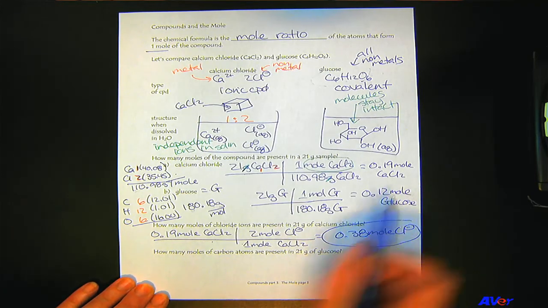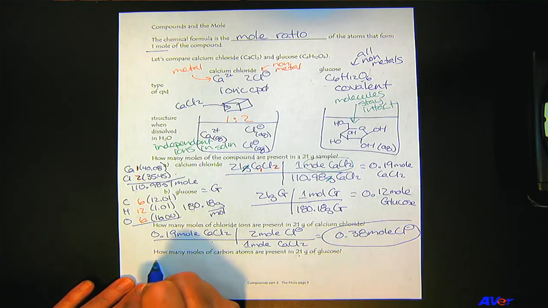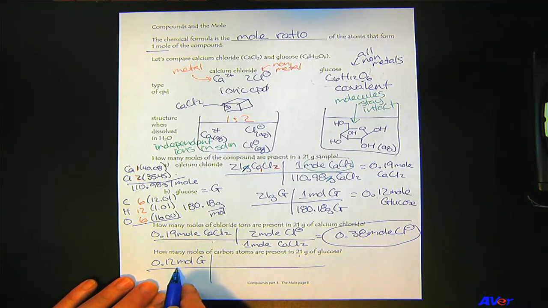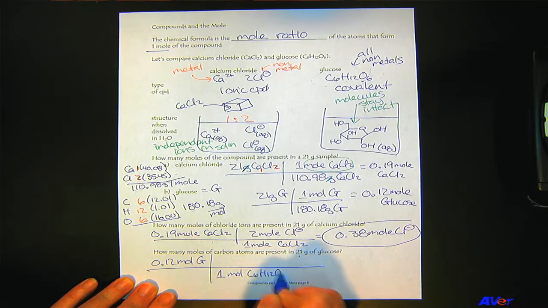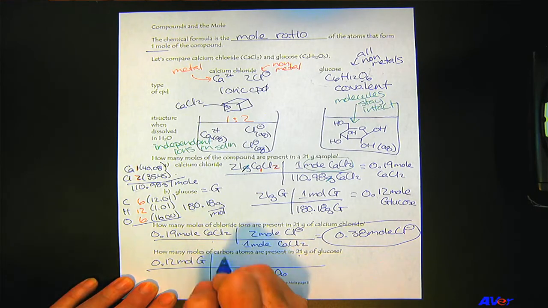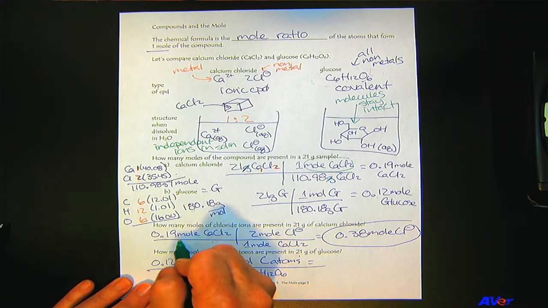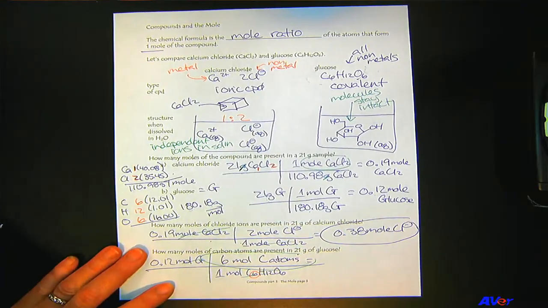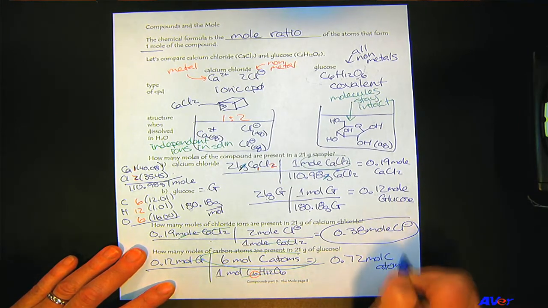And similarly, now we have 21 grams of glucose. Glucose has a higher molar mass, so we ended up with fewer moles. So if we have 0.12 moles of glucose, and we look at the chemical formula for glucose, for every mole of glucose, how many moles of carbon? Very straightforward: we would have 6 moles of carbon atoms. Once again, the moles cancel, and then we're left here. So we plug that into our calculator: 0.72 moles of carbon atoms.